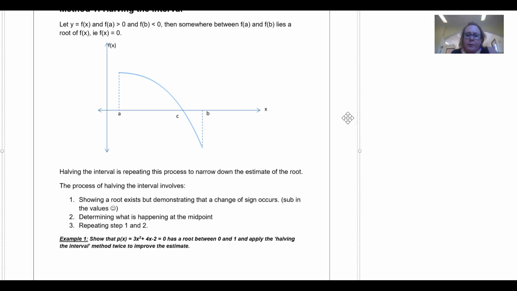Okay, there's two methods for estimating roots. One is Newton's method and the other is halving the interval. This just stands alone as an individual topic. It doesn't really relate to anything else. Okay, a root is where it cuts the x-axis.